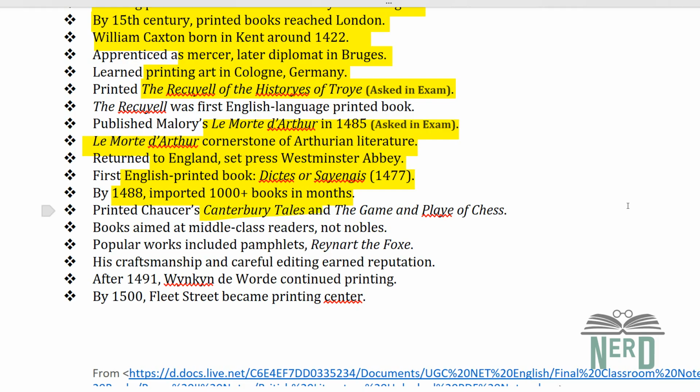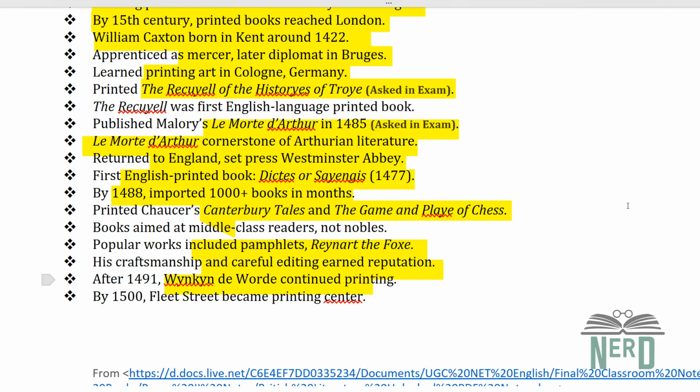Caxton went on to print around 100 books, including Chaucer's Canterbury Tales and The Game and Play of Chess. What's remarkable is his audience. He wasn't targeting nobles alone. His books were crafted for the growing middle class, offering popular translations, pamphlets, and story collections like Reynard the Fox. His craftsmanship and careful editing earned him a reputation as both a printer and a cultural curator.